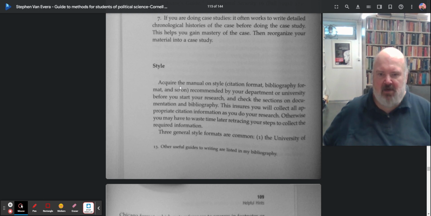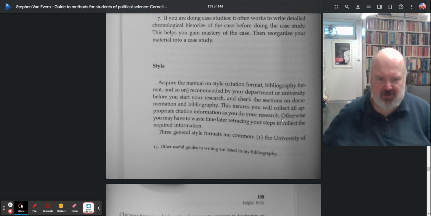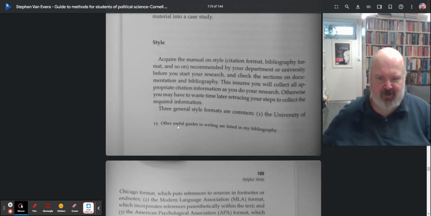Style. Acquire the manual of style, citation method, bibliographic format, and so on, recommended by your department or university before you start your research. Check the section on documentation and bibliography. This ensures that you will collect all appropriate citation information as you do your research. Otherwise, you may have to waste time later retracing your steps to recollect this required information.